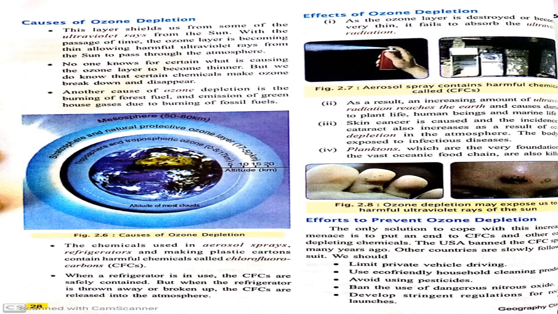Another cause of ozone depletion is the burning of fossil fuels, with the emission of greenhouse gases. This can also be the reason. The first one is the chemicals, which can make the ozone break down as well as disappear, and another reason is the burning of fossil fuels and the emission of greenhouse gases. When we burn these fossil fuels, what will happen? It will give rise to the emission of greenhouse gases like carbon dioxide, methane, and nitrous oxide.